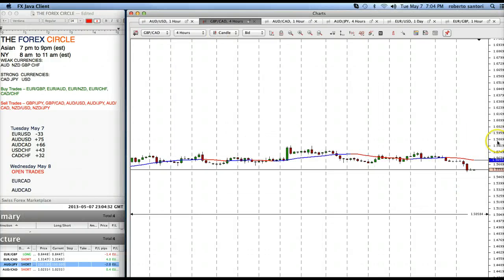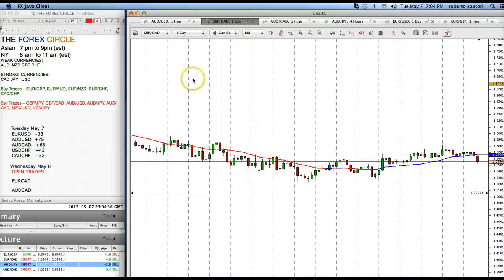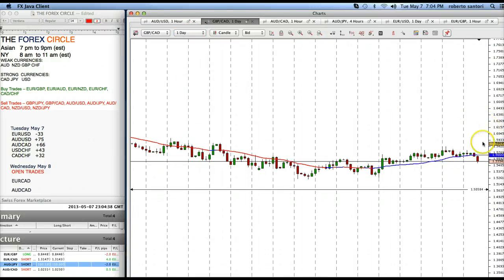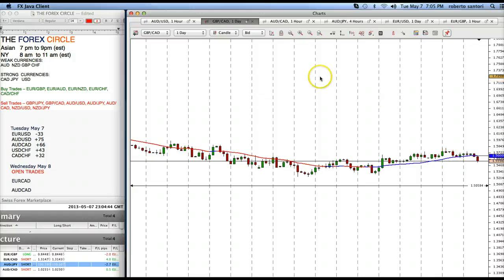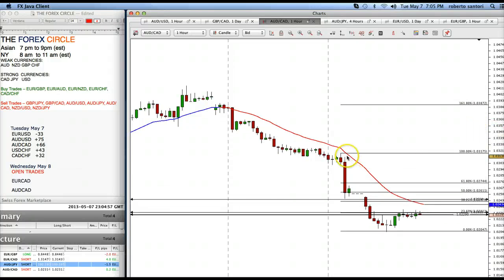Canadian, pound Canadian dollar, in a downtrend on the 4 hour chart. On the daily chart, also finally broke this resistance level, or rather support, and it's trending lower. So that's another sell. And what was the other pair? Did we do Canadian? Yes, we did Canadian. Aussie Canadian dollar, we didn't do that. Okay.